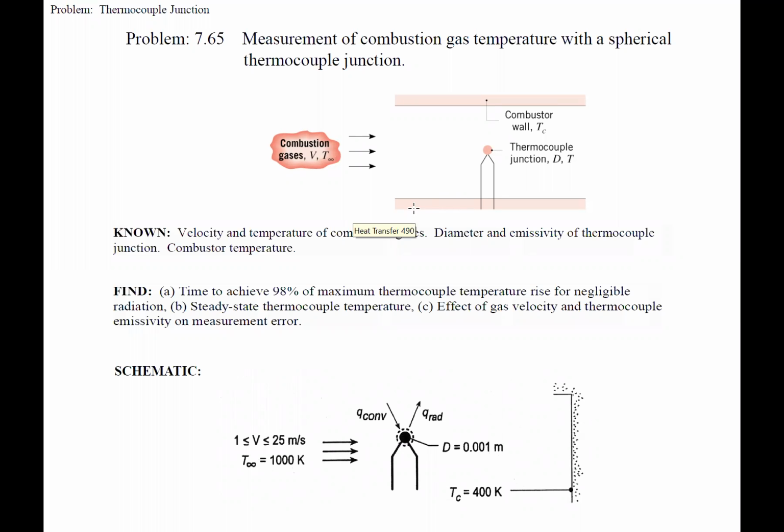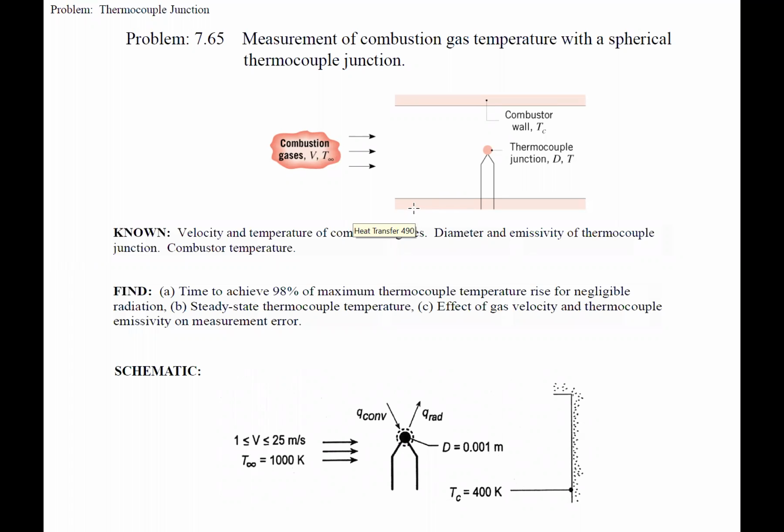Properties of thermocouples are given, a whole bunch of them, and then they have combustion gas properties. And part B is that the thermocouple junction has an emissivity of 0.5 and the walls of the chamber are 400 degrees Kelvin. What is the steady state temperature of the thermocouple junction if the combustion gases are at 1000 Kelvin? Conduction through the lead wires may be neglected. And then part C is just playing around with some parameters, a parametric study.